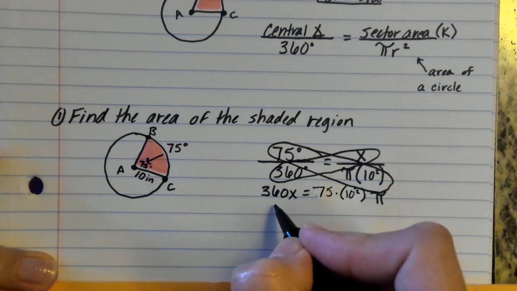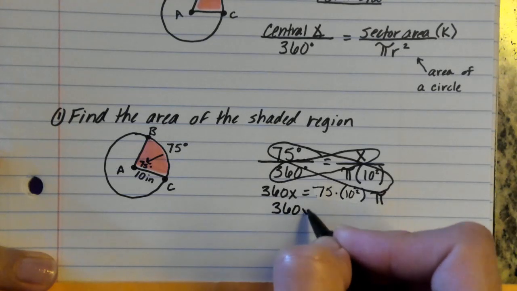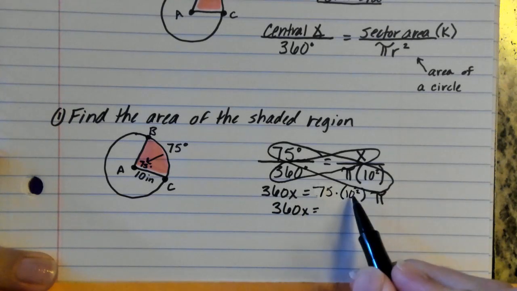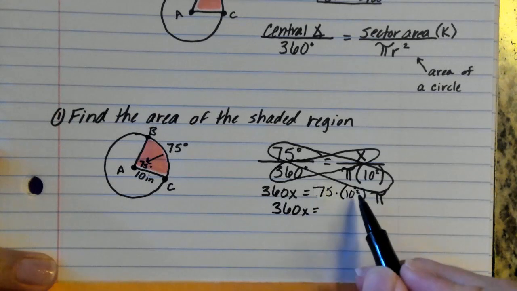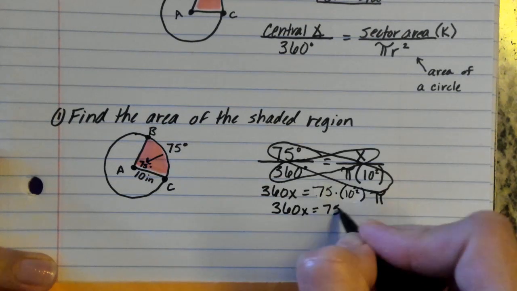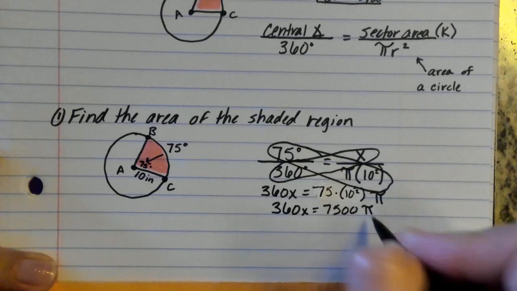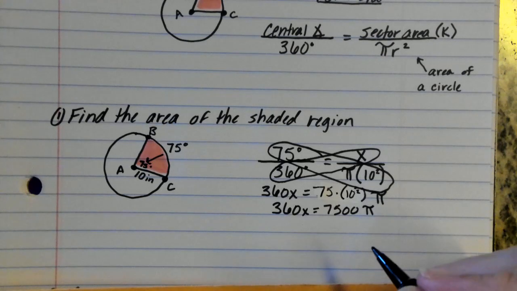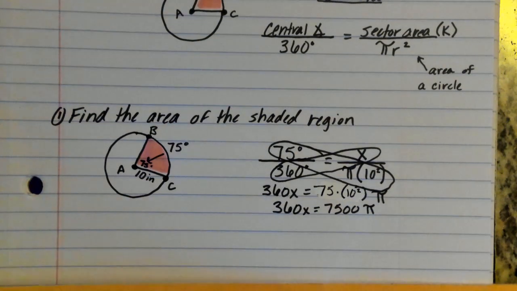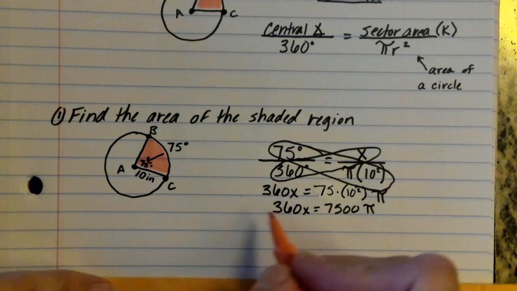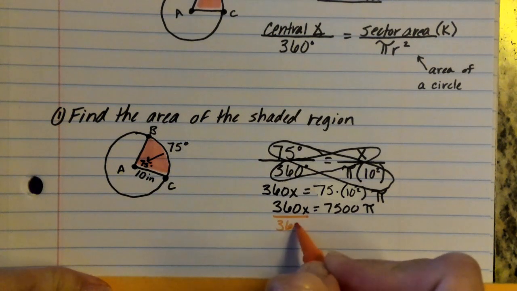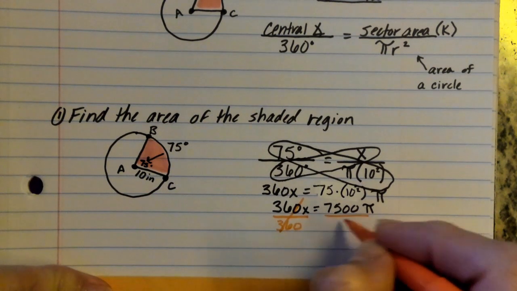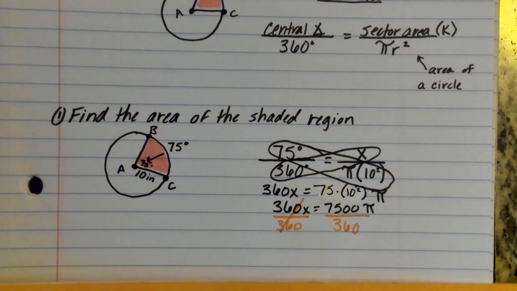So when we go into the calculator, we just bring down the 360x equals 75. 10 squared is 100. 75 times 100 is going to give you 7,500. Do not forget that pi symbol. When you're finding the area of the sector, you're going to keep that pi there if I want it in the simplest form or in terms of pi. The last step here, I guess I could throw in some color. Last step we have to do is divide both sides by what's attached to x, which is 360. Again, we are not touching the pi button in the calculator.